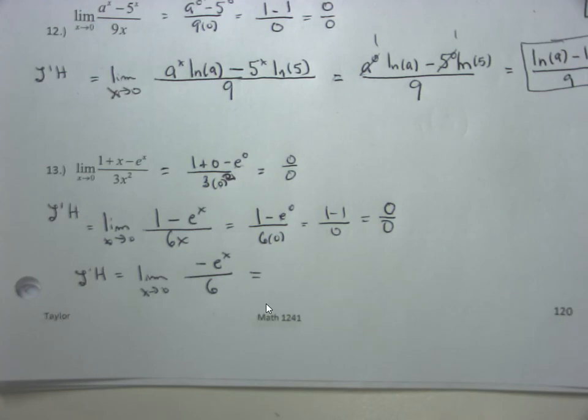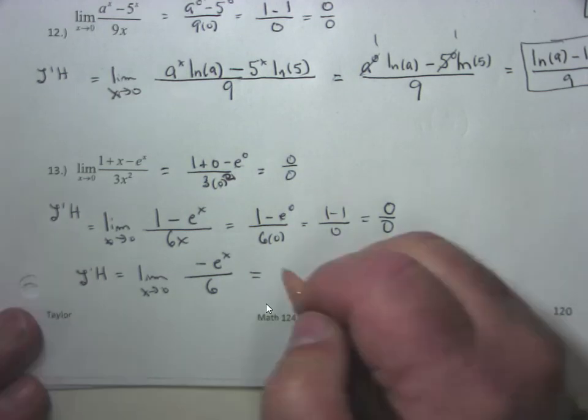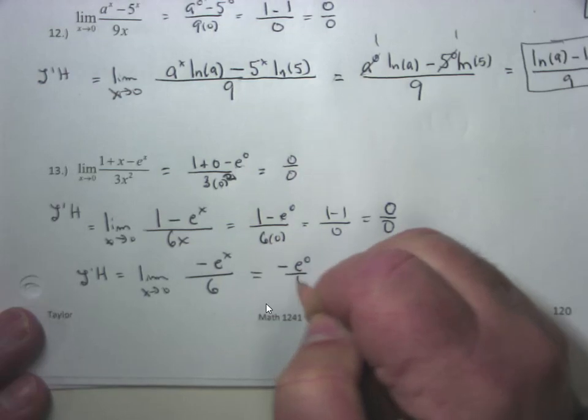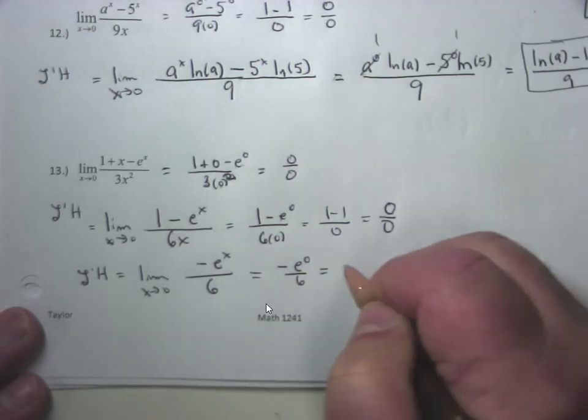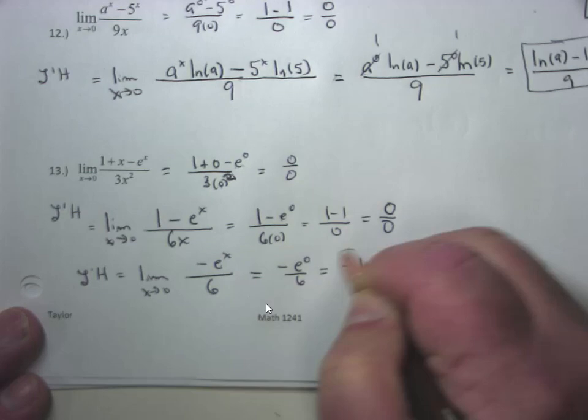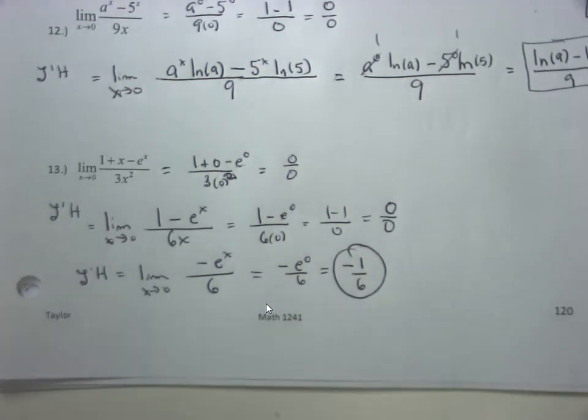Now plug it in. This is going to give me negative e to the 0 divided by 6. E to the 0 is 1. The answer is negative 1 over 6. Once you get a number, you win. Does that make sense? Did I lose you guys anywhere? Questions?